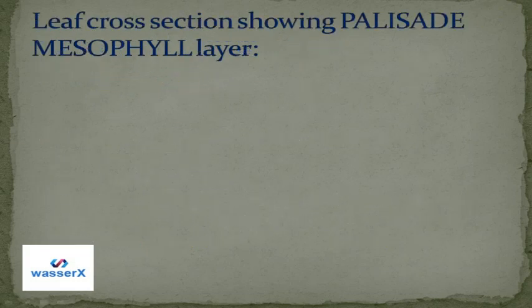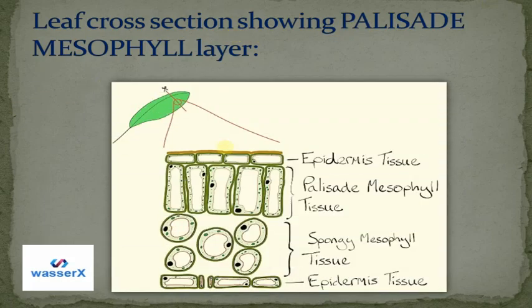Then now let's see how a leaf cross section shows the palisade mesophyll layer. So this is how it looks. This is epidermis tissue, this is leaf. We have just zoomed in. These are the palisade mesophyll tissues. Below that, spongy mesophyll tissues are there, and then there is epidermis tissue. So there are many chloroplasts here, which will absorb most of the light.